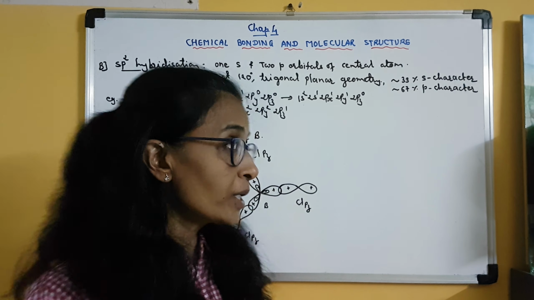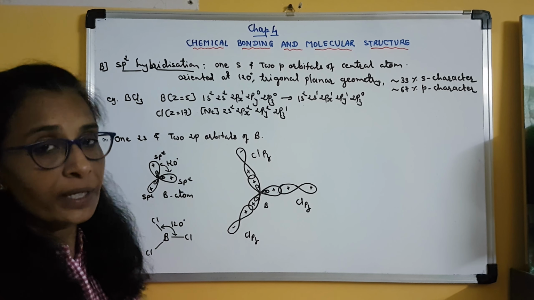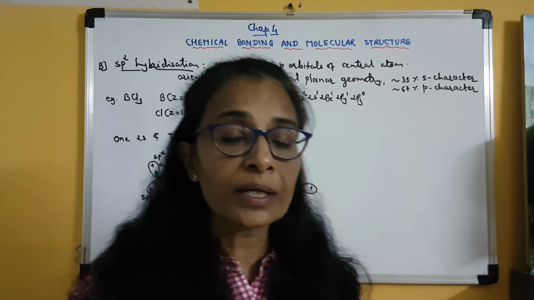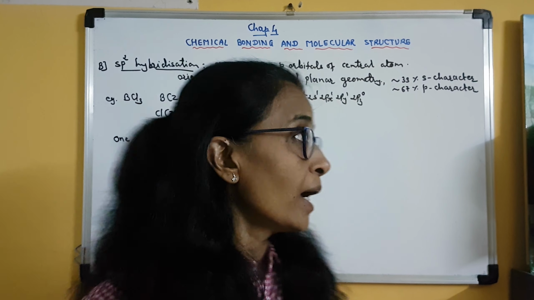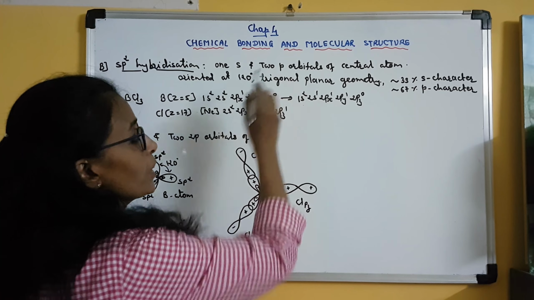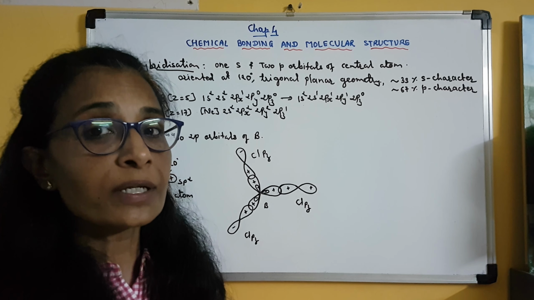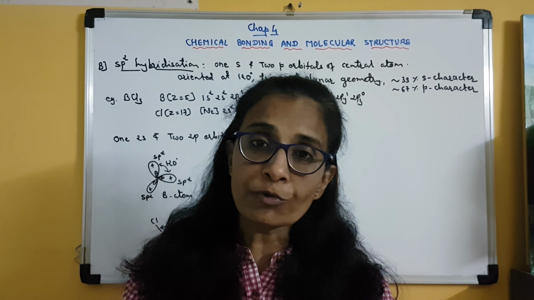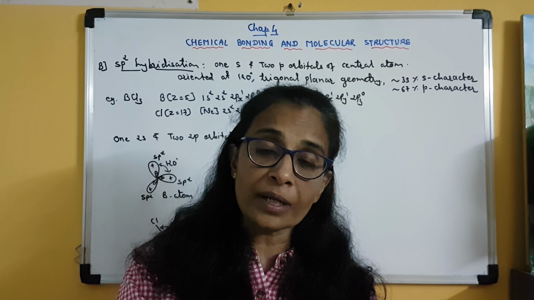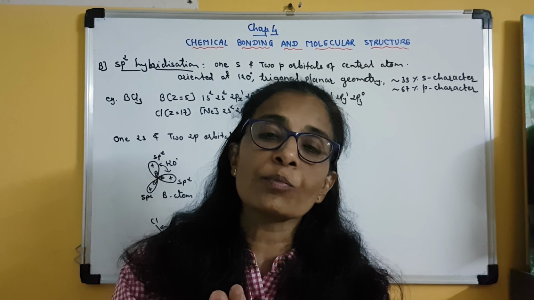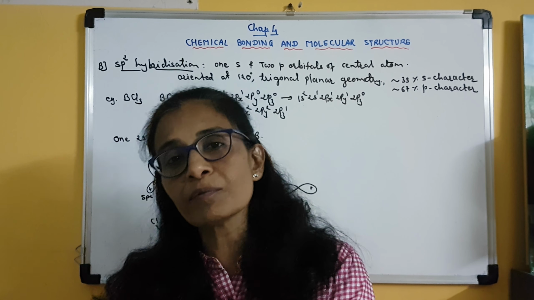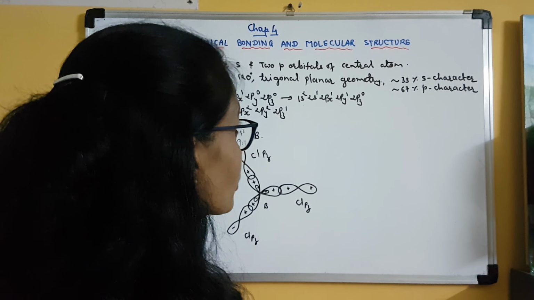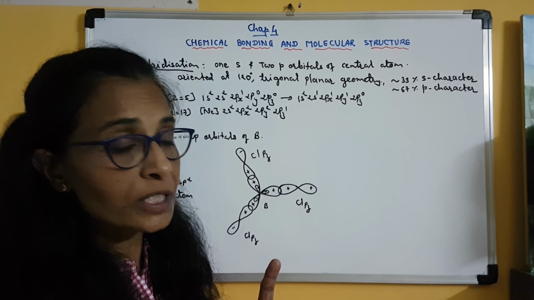Clear? So here one s orbital means this s orbital can be 2s, it can be 3s, it can be 4s. Clear? And two p orbitals. P orbitals means they can be 2p, 3p, 4p like that. If the s orbital is 2s, then the p orbital will be 2p. If the s orbital is 3s, then the p orbital will be 3p. It is like that. So they will have the same principal quantum number.